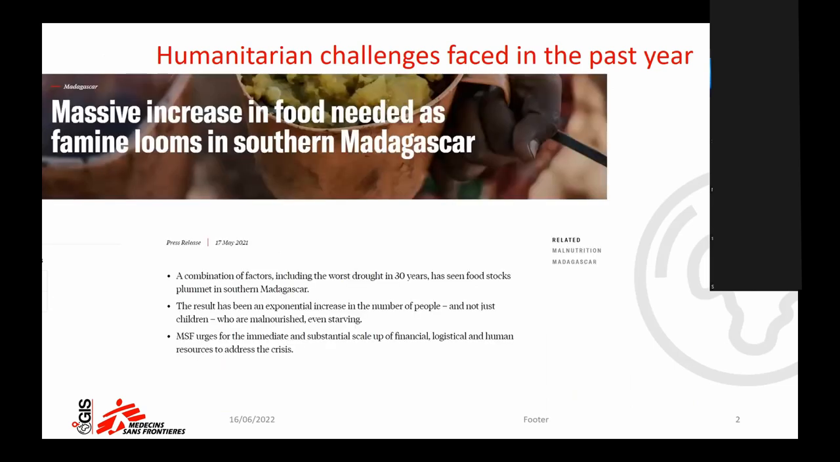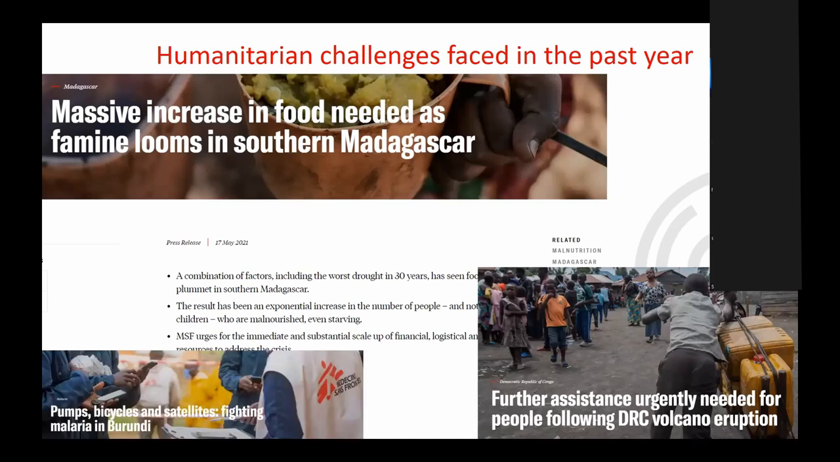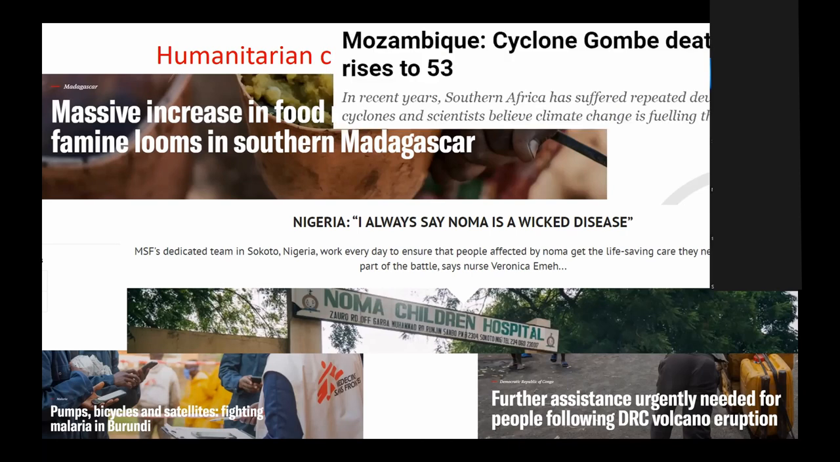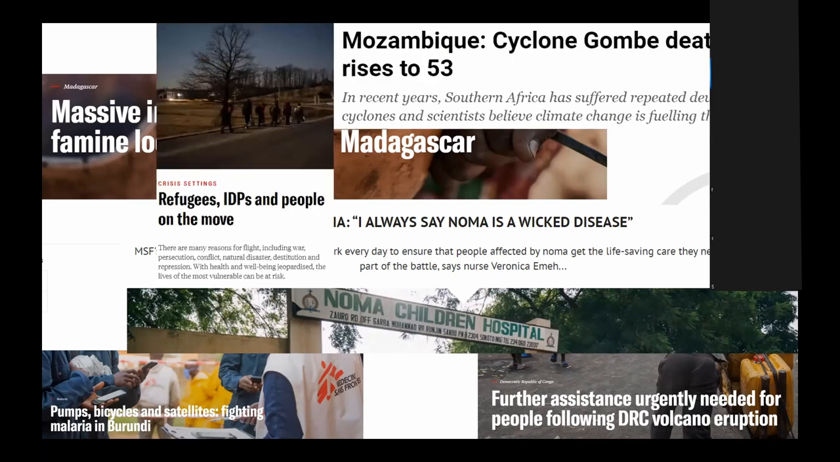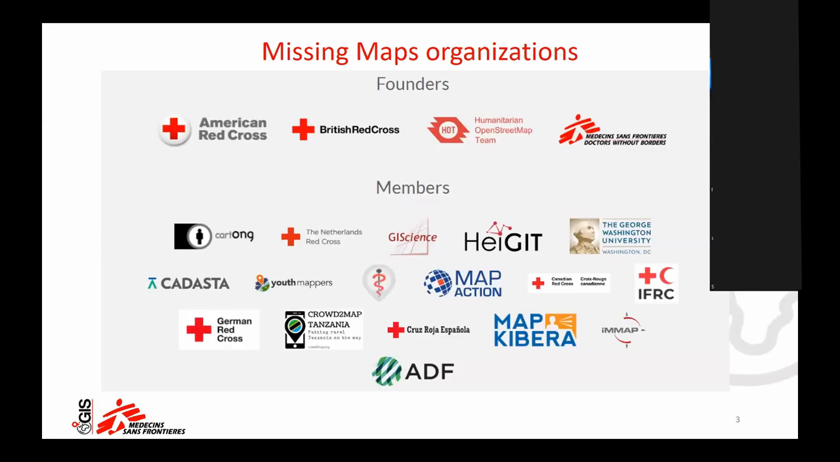These are just a few examples of challenges we faced in the last year: drought and malnutrition, natural disasters like a volcano eruption, malaria that I mentioned, outbreaks of diseases and also neglected diseases like NOMA, a facial infection, cyclones, and refugees and displacement and flooding. South Sudan was one of the most affected. In all these contexts, we have mapped with Missing Maps.